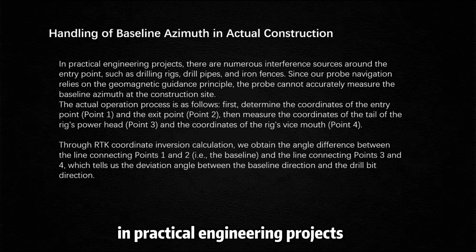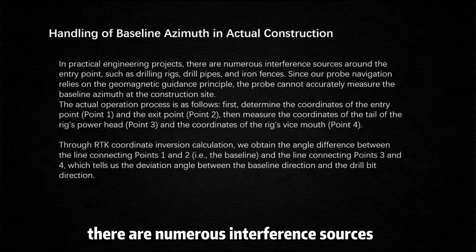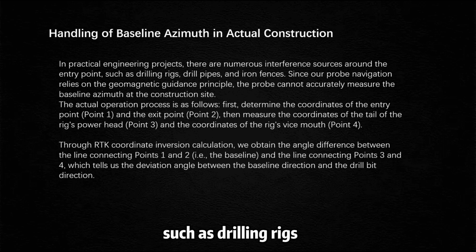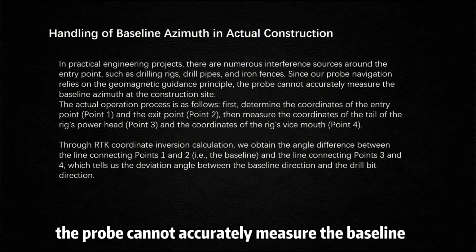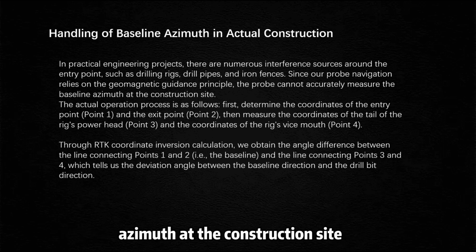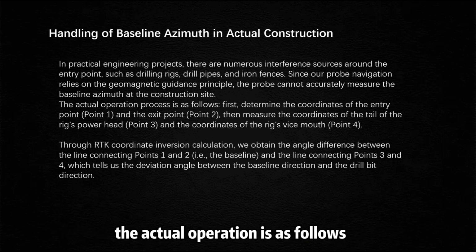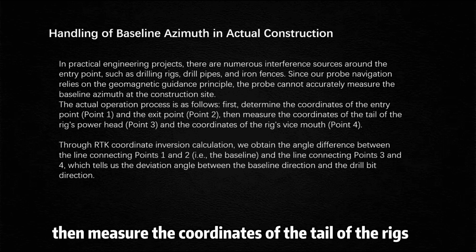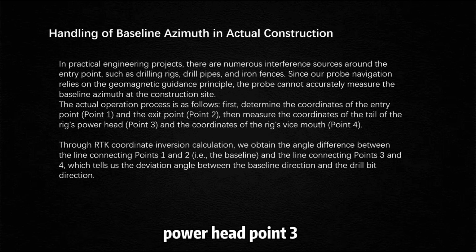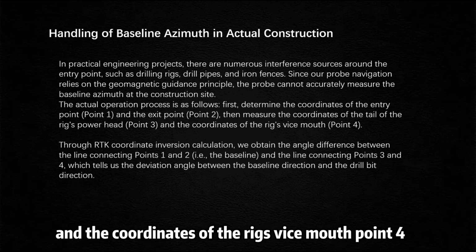In practical engineering projects, there are numerous interference sources around the entry point, such as drilling rigs, drill pipes, and iron fences. Since our probe relies on the geomagnetic guidance principle, the probe cannot accurately measure the baseline azimuth at the construction site. The actual operation is as follows. First, determine the coordinates of the entry point, point 1, and the exit point, point 2, then measure the coordinates of the tail of the rig's power head, point 3, and the coordinates of the rig's vice mouth, point 4.